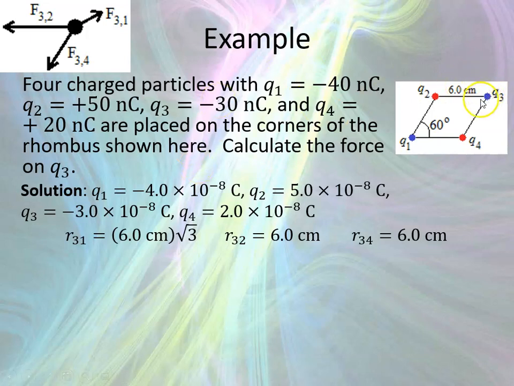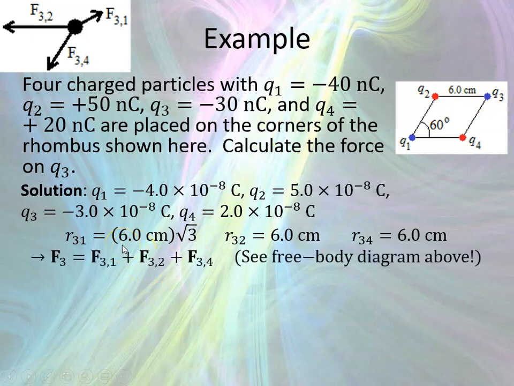Well, just double that to get the distance from Q1 to Q3, and you have 6 centimeters times the square root of 3. So, how do we figure out the force on charge 3? Well, that's by the superposition principle. That's the force on charge 3 due to charge 1, plus the force on charge 3 due to charge 2, plus the force on charge 3 due to charge 4.